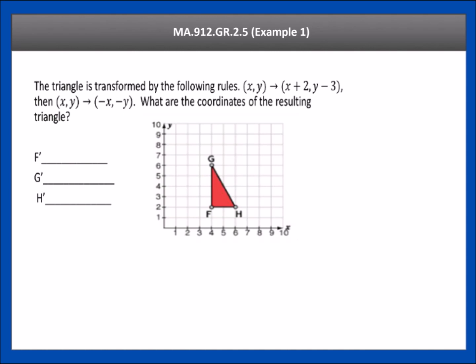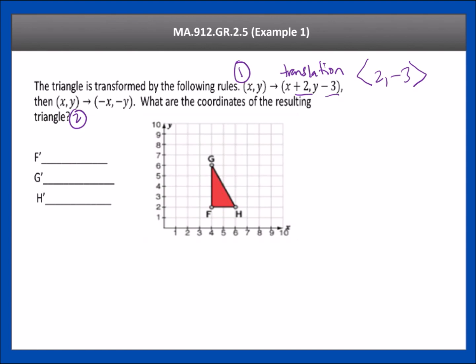All right, the triangle is transformed by the following rules. So we got a sequence of transformations. We got transformation number 1, transformation number 2. Now transformation number 1 is a translation, right? And the translation vector is 2, negative 3. I didn't mention that earlier, but we did mention it in the class. A translation vector is telling you what direction it's going in. So it's going to the right 2 and it's going down 3. That's all it's saying. So basically it's saying exactly what this is saying, but in a different format. Okay, so it's moving to the right 2 and down 3.